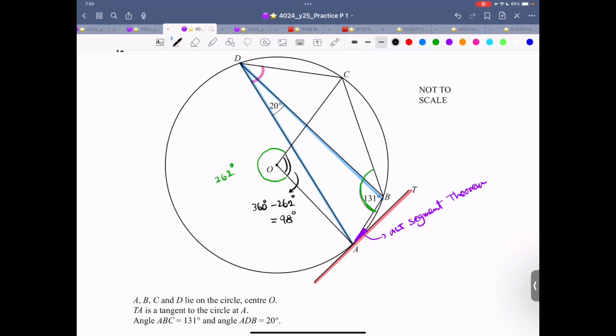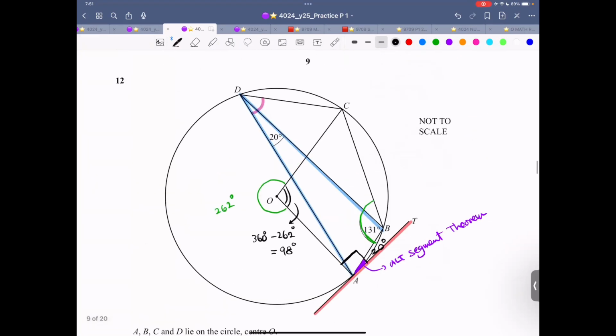Now, what else can we do? How can I use this 20 degrees? So now there is a 90-degree angle also over here. So let me mark this whole thing as 90 degrees, because radius is perpendicular to tangent. So now this small angle is 20 degrees. And if this is 98 degrees, which other angles am I looking for?